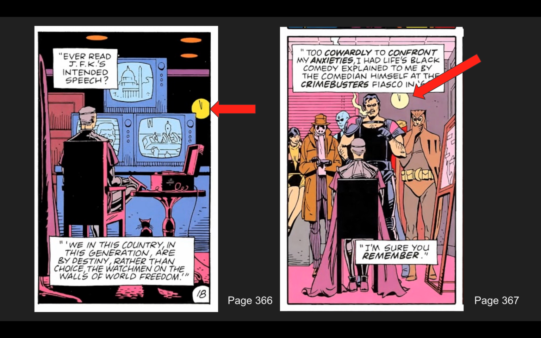We also see two more appear on page 366 and 367 when Ozymandias is watching the JFK assassination on his TVs on the left-hand side, and another when he is referring to the Minutemen meeting in 1966 when talking to Rorschach and the Night Owl at his Antarctic palace.